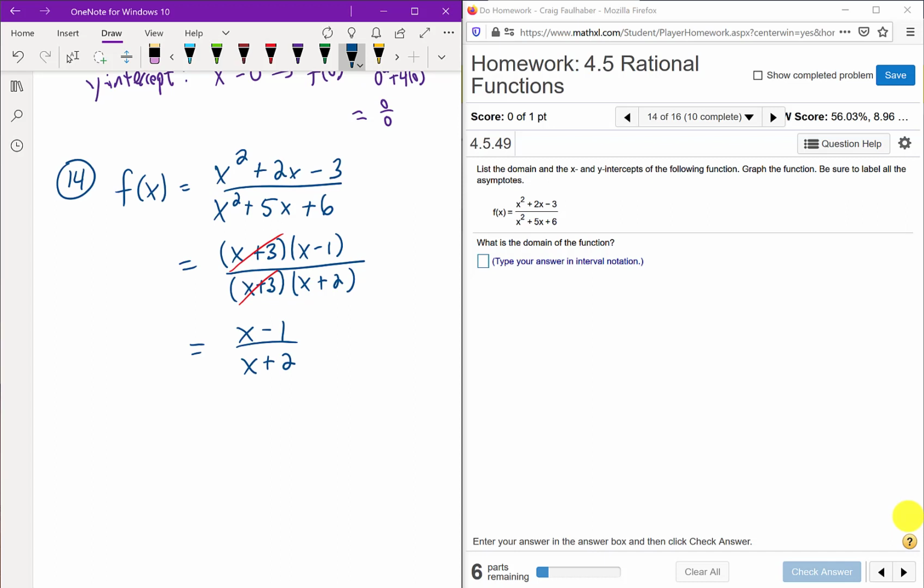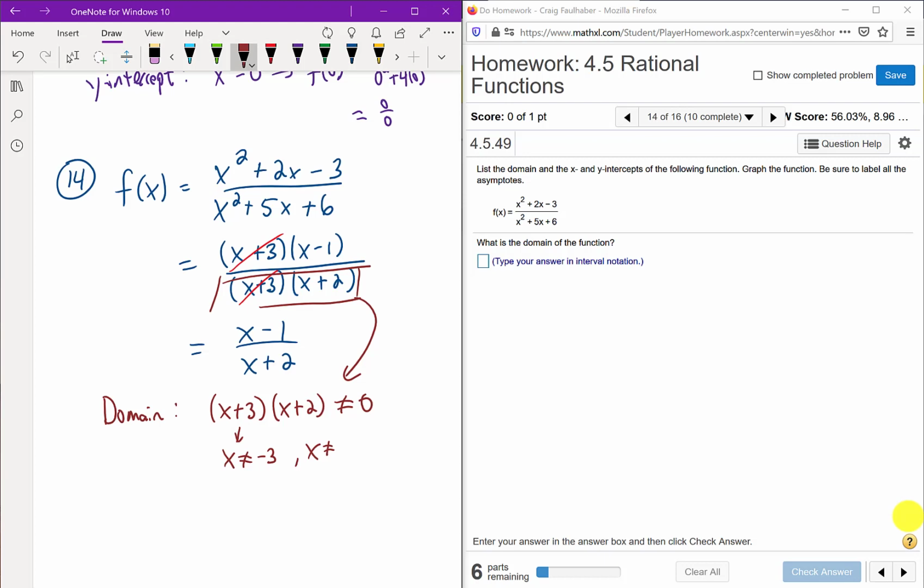Okay, but first we need to find the domain of this function. Well, the domain of a function should be found before we make any cancellations. So we're going to take this denominator right here for our domain and say denominators cannot equal 0. So this first factor tells us that x cannot equal negative 3, and this second factor tells us that x cannot equal negative 2. That is going to be our domain.